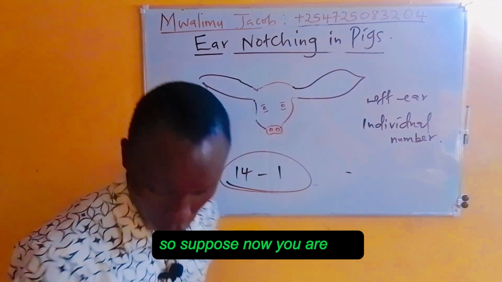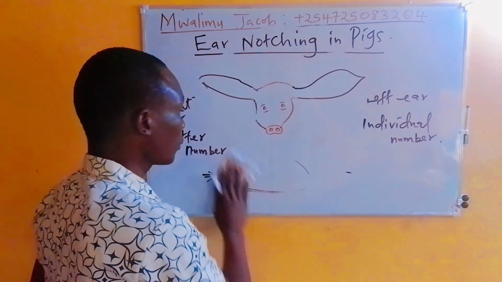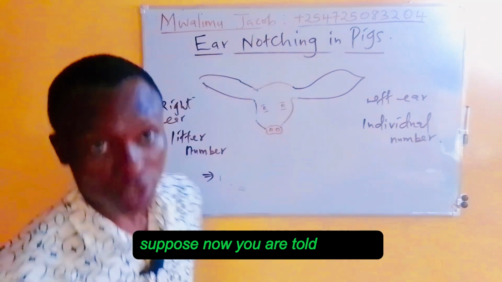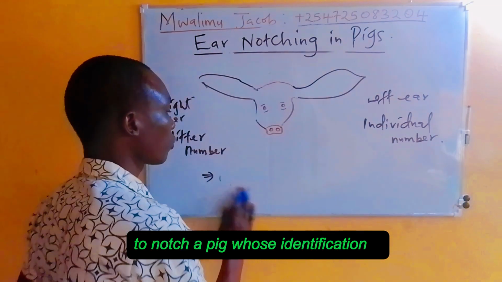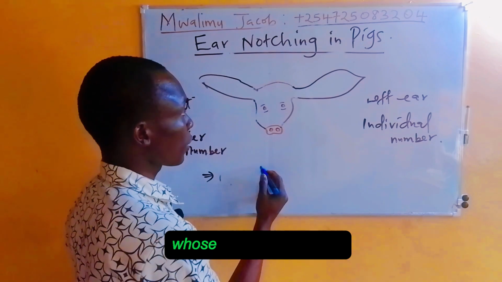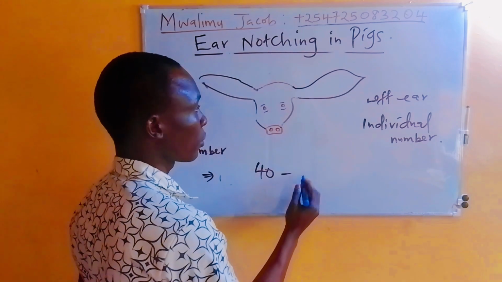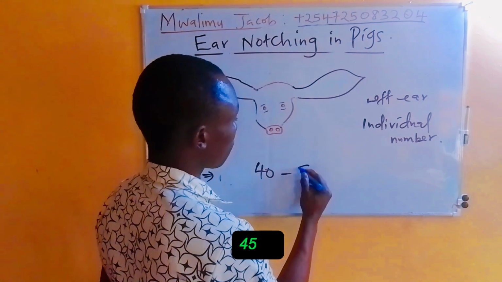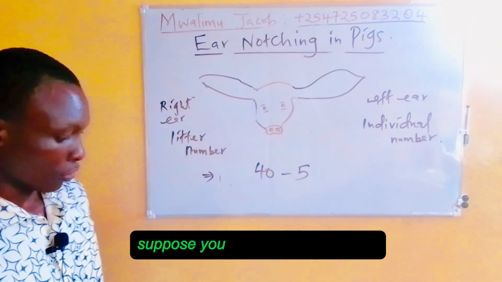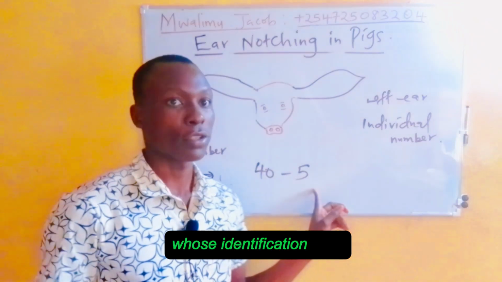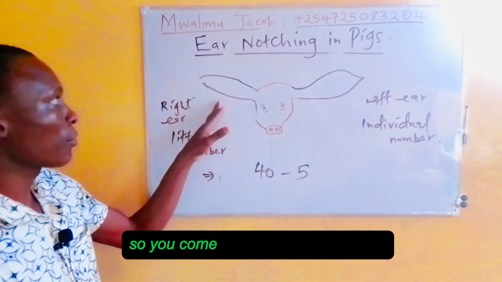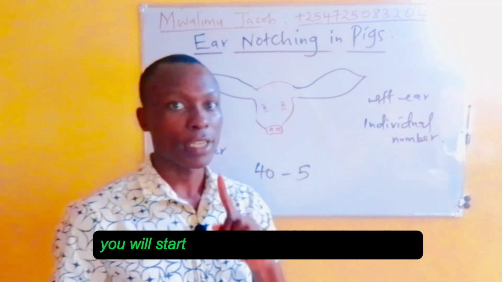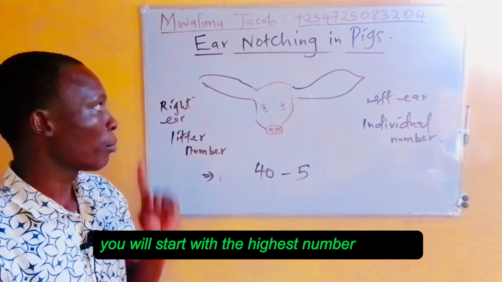So suppose now you are told to notch a pig whose identification is 40, 45. So suppose you are told to notch a pig whose identification is 45. So it means 40 stands for litter number. So you'll come here. So what you will do, you will start with the highest number possible.